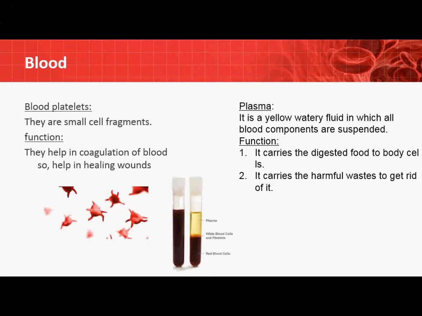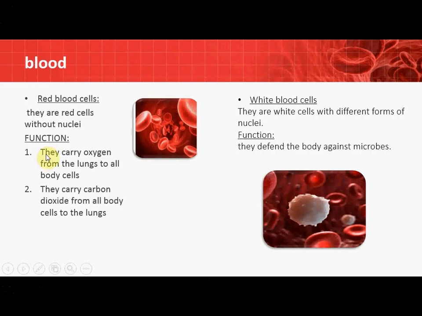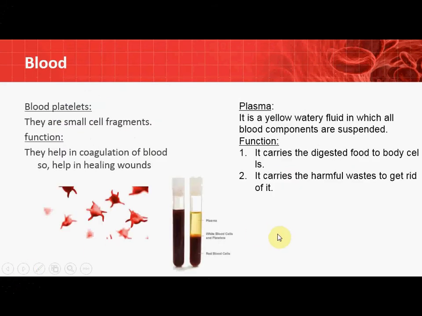Plasma carries digested food and harmful wastes, carries vitamins, carries salts, carries anything, but not gases. We say that gases are carried by the RBCs, red blood cells. Anything else is carried by the plasma: digested food, harmful wastes, vitamins, salts, anything else.